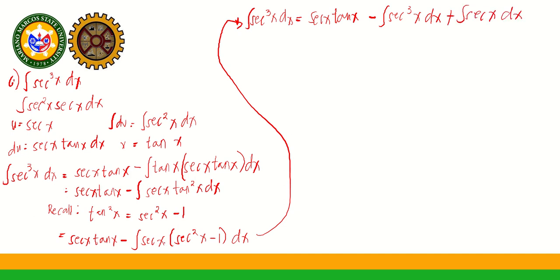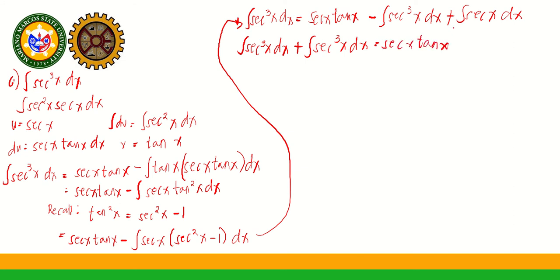Okay, so diniretso ko na. If we try to simplify this one, magiging secant cube x minus secant x. Okay, so since this is negative, magiging negative secant cube x dx, and then negative times negative, that will be positive secant x dx. Okay, so from here, ito, pwede natin ulit siyang ilipat dito sa kabila and then combine it here. So this will be equal to secant cube x dx. Since this is minus, magiging plus dito sa kabila. Secant cube x dx equal to secant x tan x.